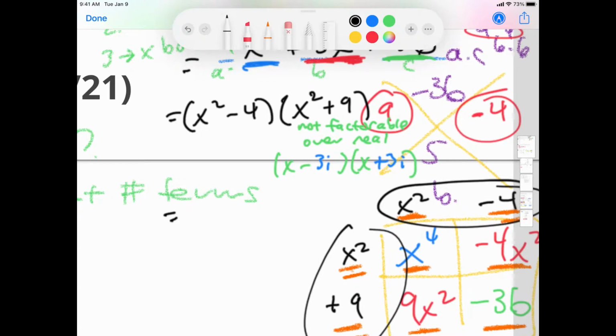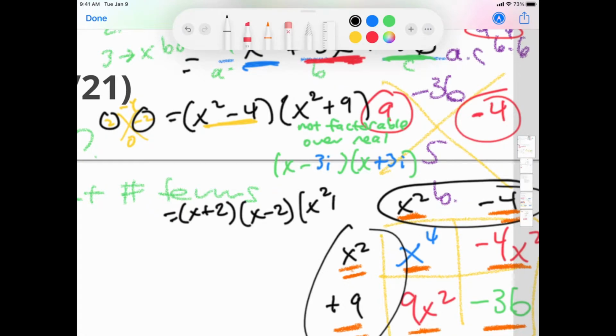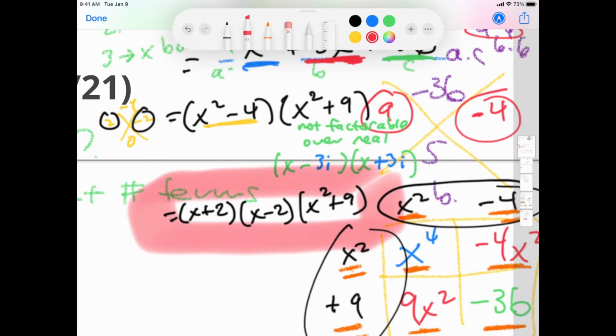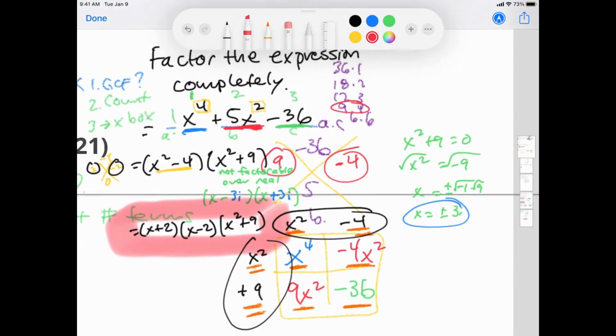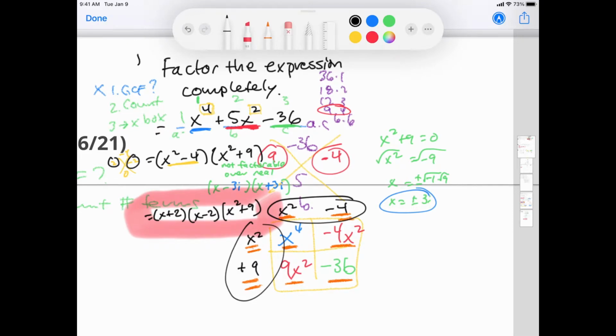This one, you're going to have to factor again. That's the difference of squares, x squared minus 4, which will be 2 and negative 2. So my answer would be x plus 2, x minus 2, and then x squared plus 9, if you were just doing it over the real numbers. Okay, so that would be the answer for question number 1 on your test.